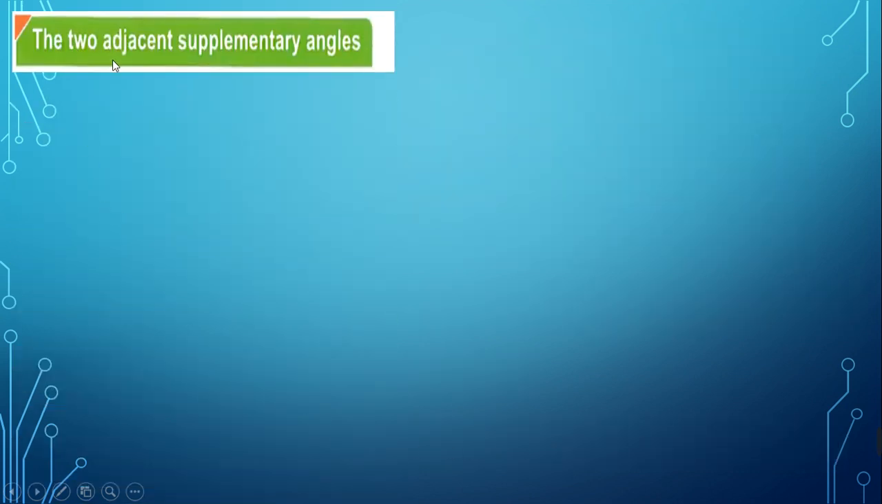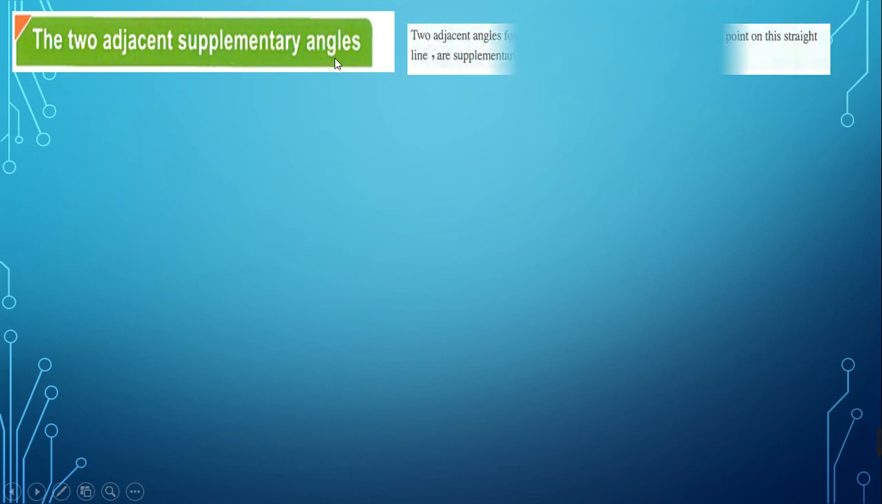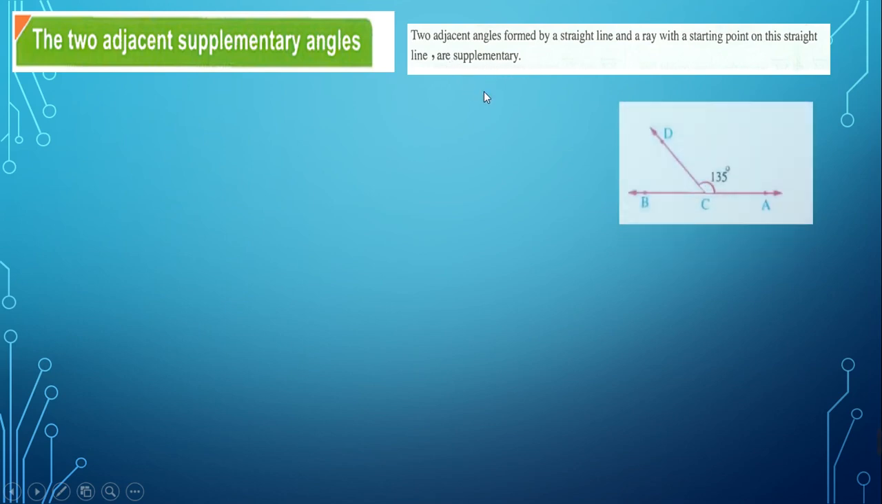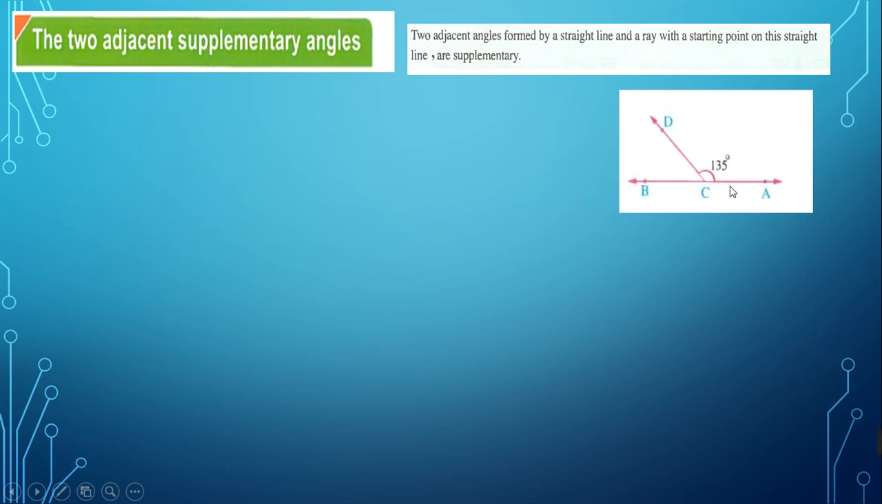The two adjacent supplementary angles. نفهم النظرية دي. Two adjacent angles formed by a straight line and a ray with starting point on the straight line are supplementary. بمعنى ادي straight line وادي ray. يبقى أكيد الانجل دي والانجل دي supplementary.